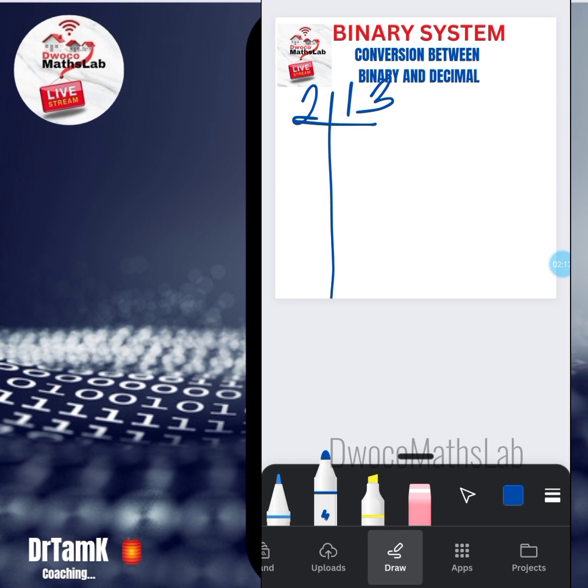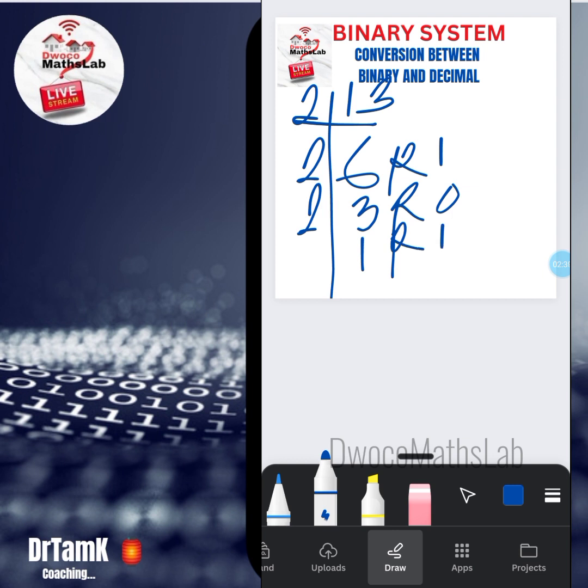So when 2 divides 13, what you're going to get is 6. Is that clear? Your remainder will be 1. When 2 divides 6, you're going to get 3, and your remainder will be what? Nothing. When 2 divides 13, you got 6, because 2 times 6 is 12, and the remainder is 1. When 2 divides 6, you got 3. 2 times 3 is 6, and you got nothing left. That's 0. When 2 divides 3, you're going to get 1, and the remainder will be 1, because 2 times 1 is 2. If you subtract 2 from 3, you have 1 left, so the remainder is 1. Now 2 dividing 1 is impossible, so you write 0, and the remainder is 1.